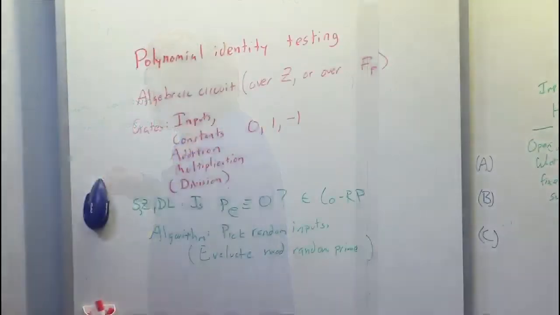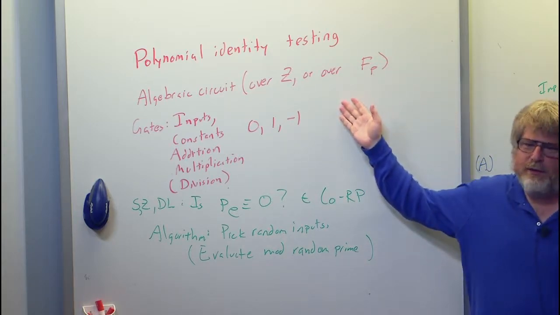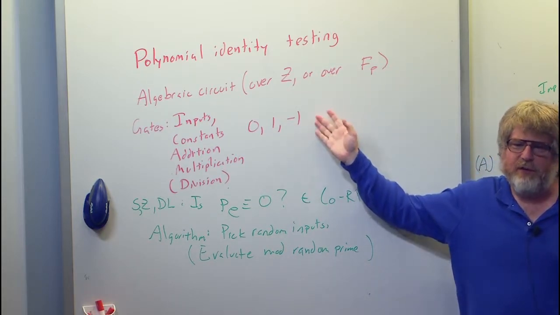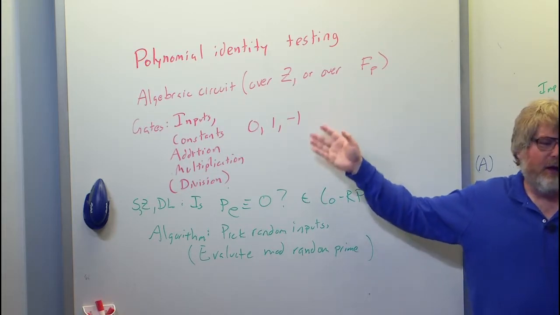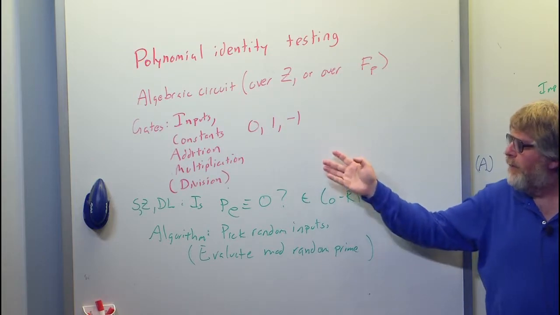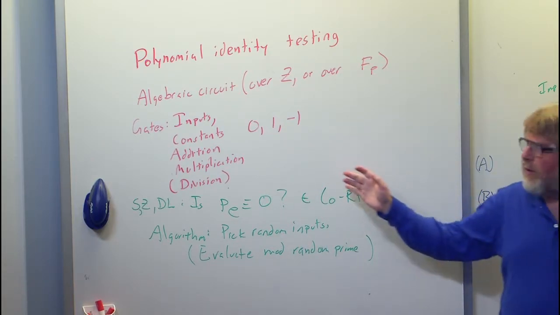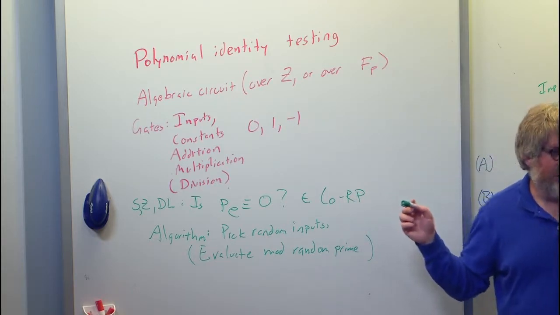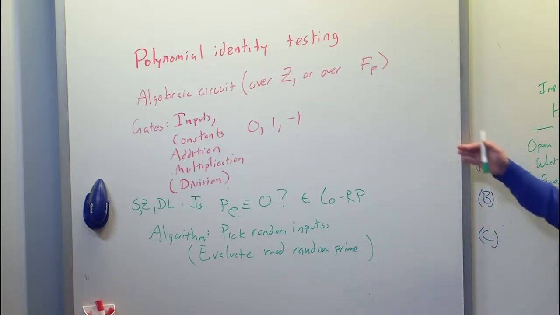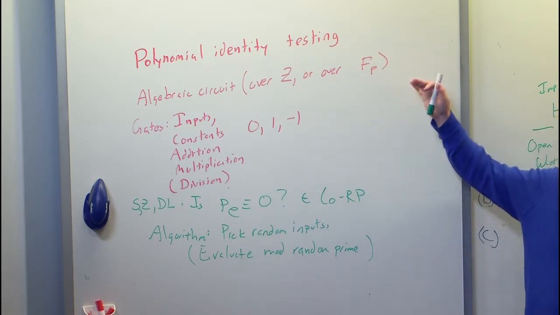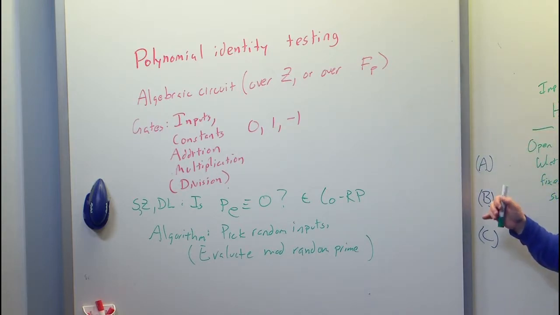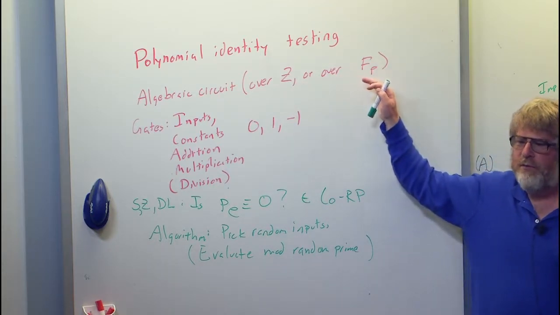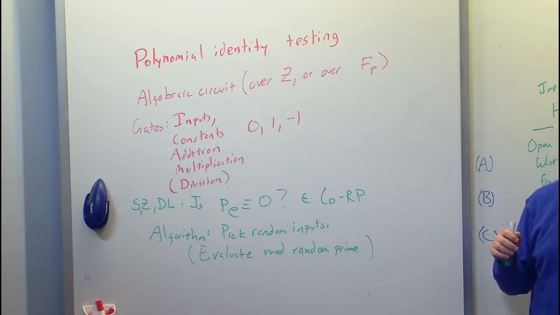The polynomial identity testing problem is: you're given a circuit that's arithmetic rather than Boolean, meaning the gates are either inputs, say some fixed constants like 0, 1, or minus 1, and then either sum or multiply previously computed gates. You can allow division, but it creates complication because you might be dividing by 0, so we're just going to ignore that possibility. This makes sense over any kind of field, maybe even over a ring if we don't allow division. In particular, we'll be looking at the version over the integers or over some fixed finite field of characteristic p.